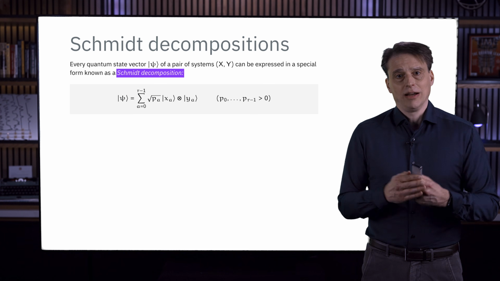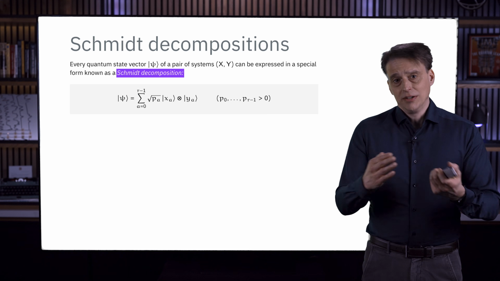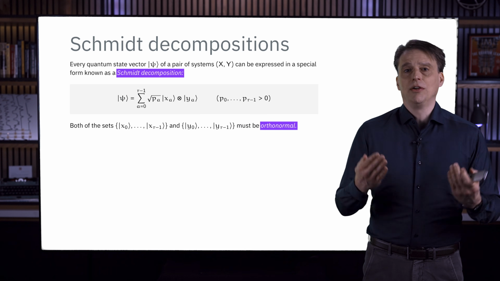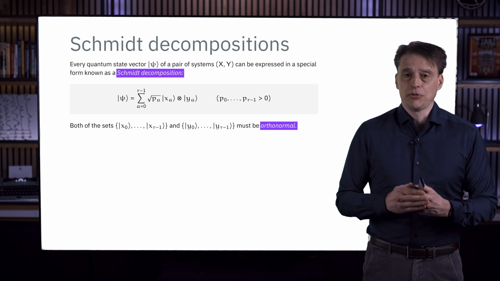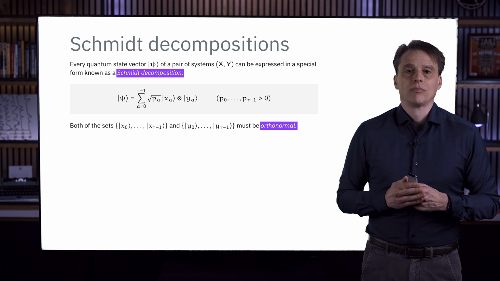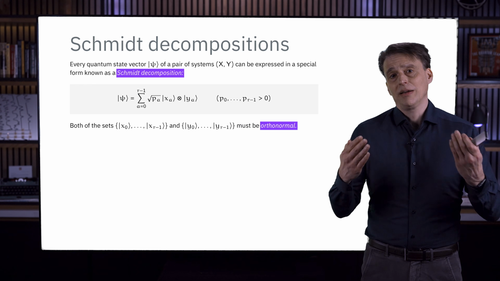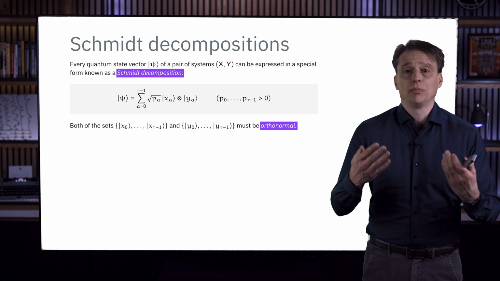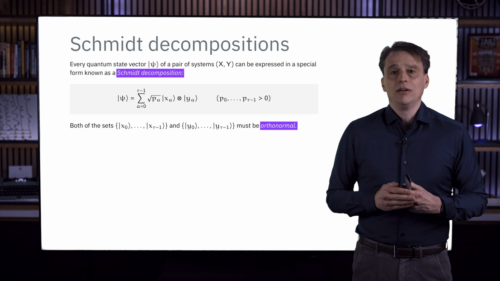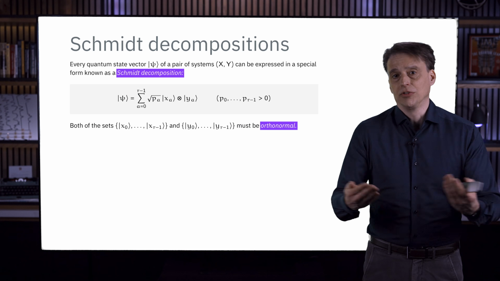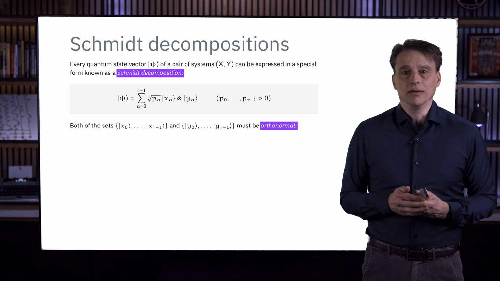Now, that might not look particularly special until I tell you that both of the sets x_0 through x_{r-1} and y_0 through y_{r-1} must be orthonormal. So why is that special? Well, if we were to pick any basis for one of the two spaces, let's say the x vectors, which correspond to the system X, then we could always express ψ in this form, and that would force us to select the y vectors in a particular way.